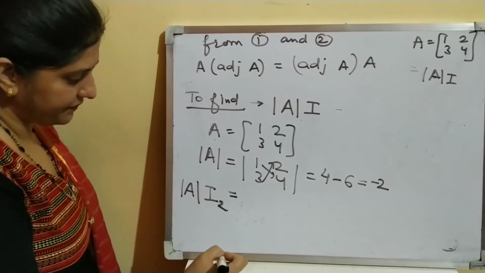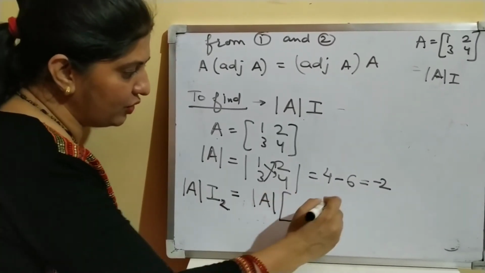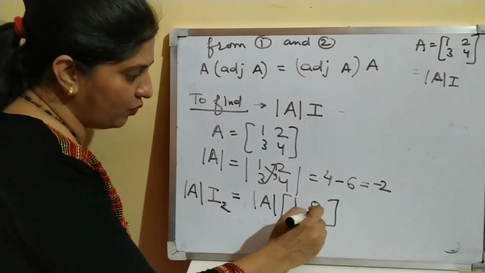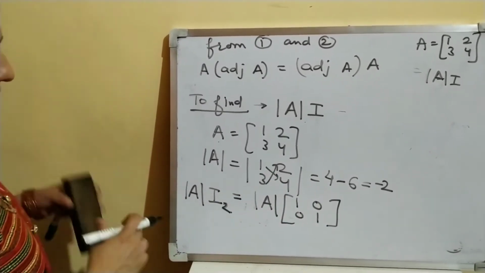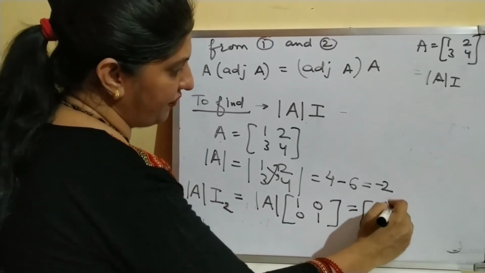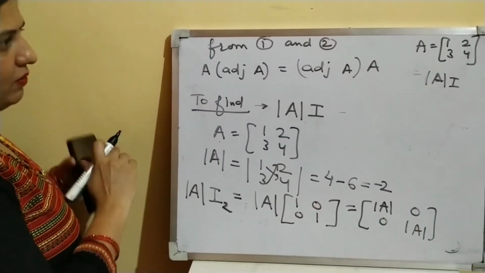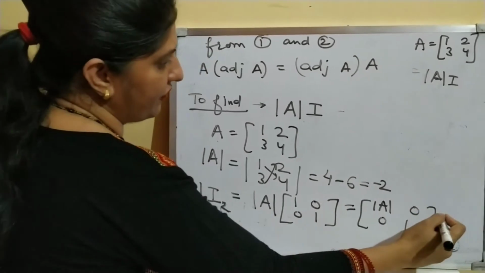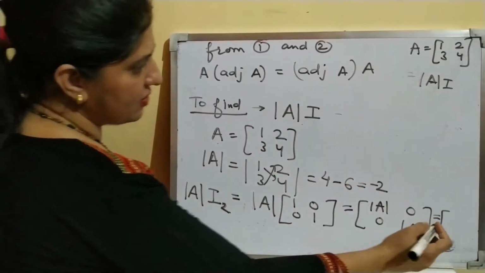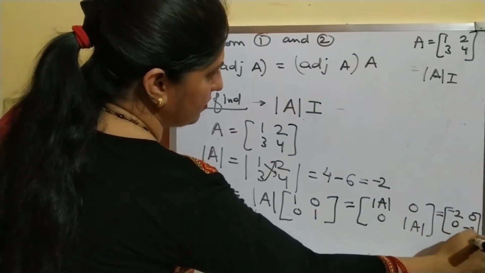So write determinant A as it is. Put the value of the identity matrix of order 2, [1, 0; 0, 1]. Just multiply it. We get determinant of A, 0, 0, determinant of A. Now put the value of determinant of A. The value of determinant of A is minus 2. So we get [-2, 0; 0, -2].